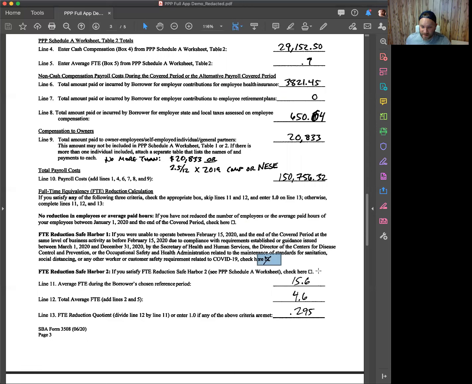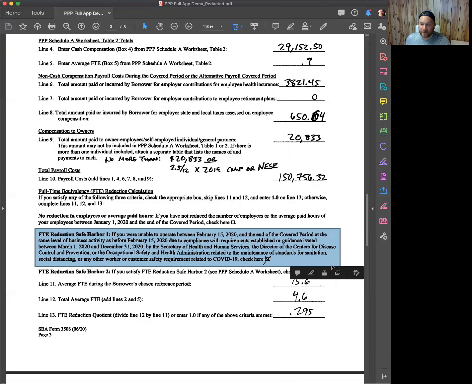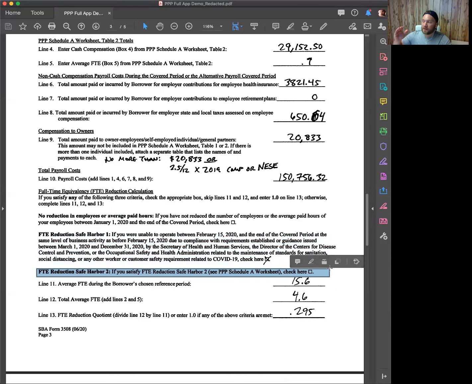We already talked about the second one, so now you have 3 different ways, right? No reduction in employees or hours, or you did reduce employees or hours, but it was because your business was impacted by COVID and you were complying with these guidelines and could not resume operations fully. And then Safe Harbor 2, meaning that you reduced your headcount, but by the time you filed this application, it was back up to February 15th levels, okay?